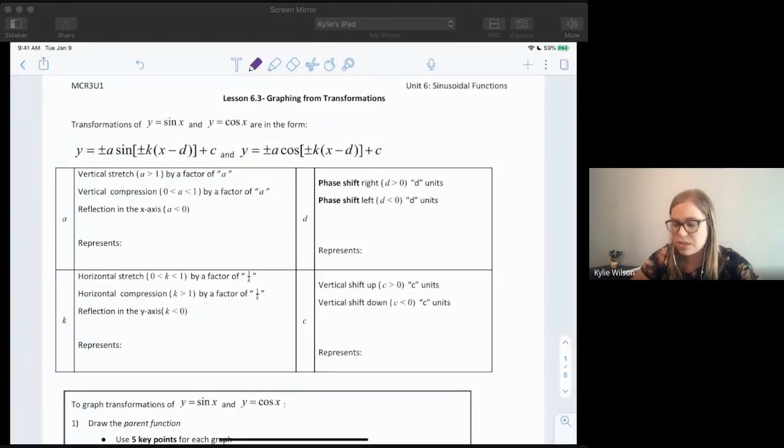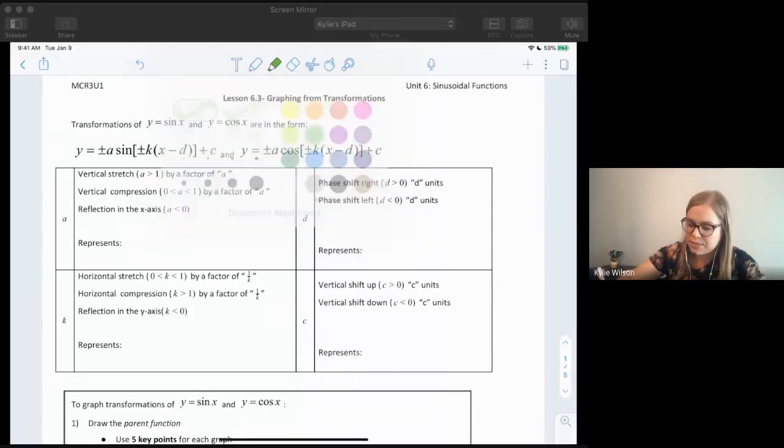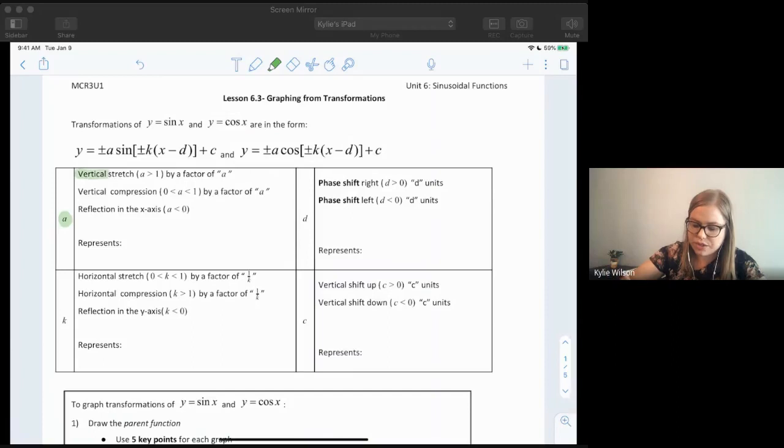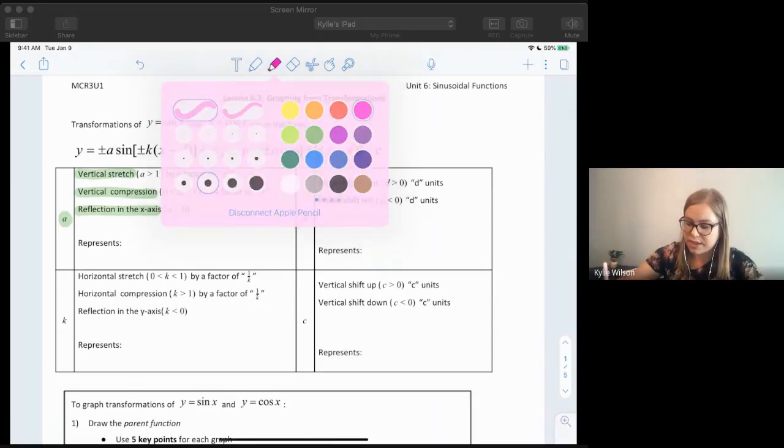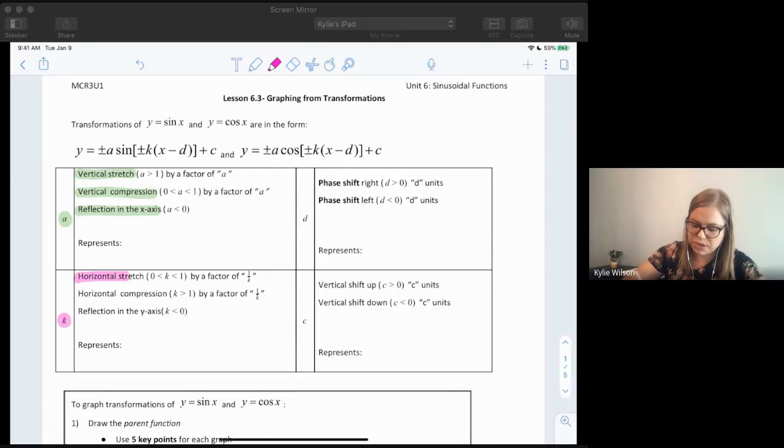So just as a reminder what everything does, our A is responsible for our vertical stretch, vertical compression, and our reflection in the x-axis, exact same as before. Our K is responsible for our horizontal stretch or compression and a reflection in the y-axis. So again, nothing changes there. Same with D, which is responsible for our phase shift.